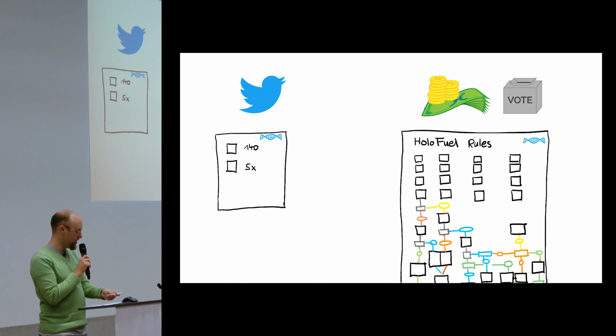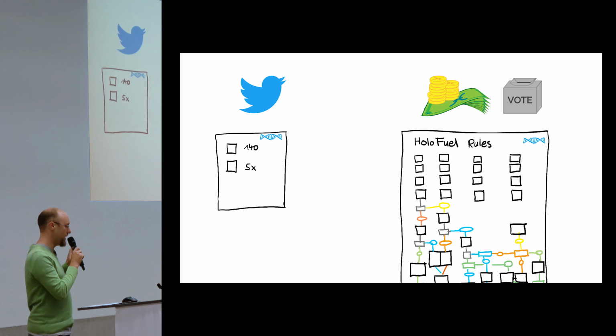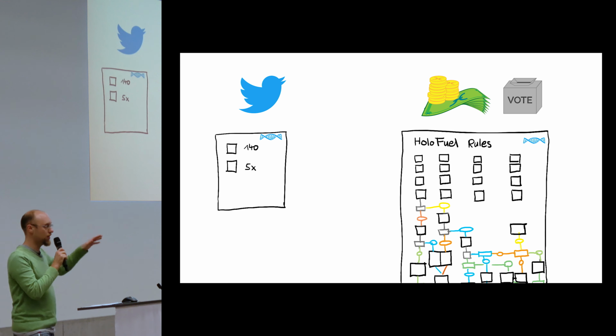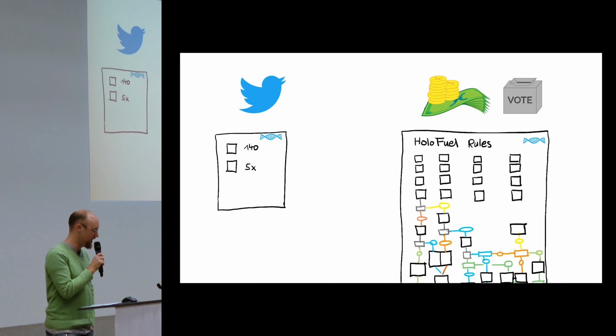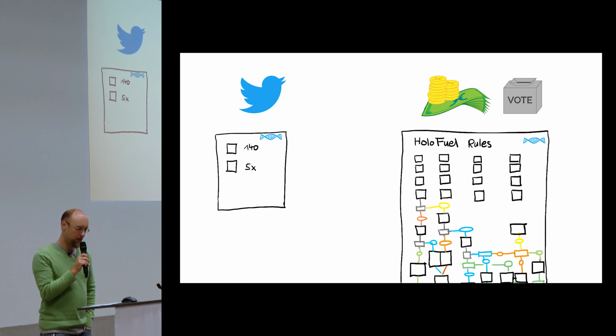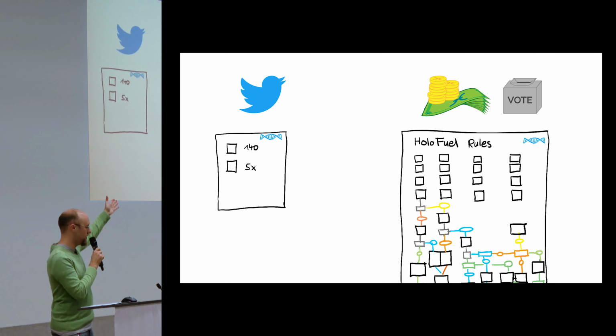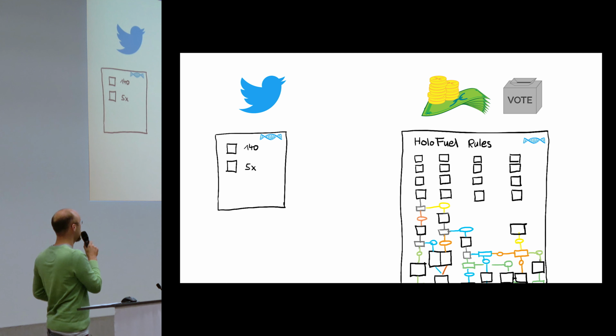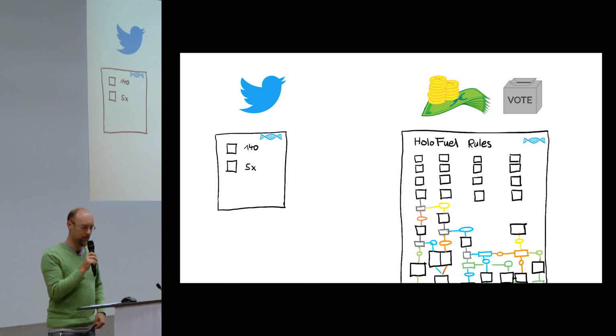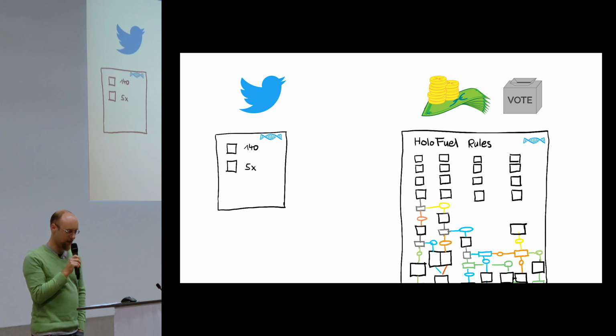So with Holochain applications, it's really the case that the rules can be adapted to the specific needs of your app. So Twitter is really simple, but in the case of a currency or a voting application, that will be very different, very complicated and complex. You can easily think of an app like a smart contract.